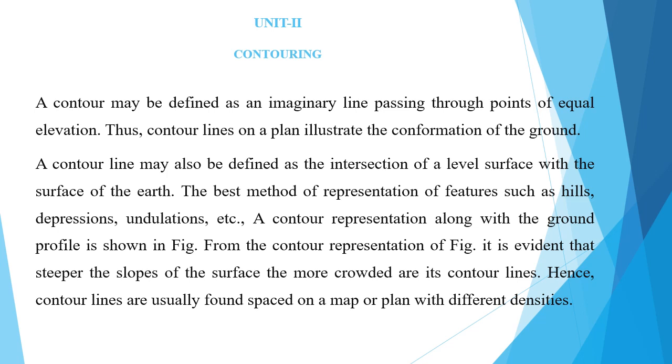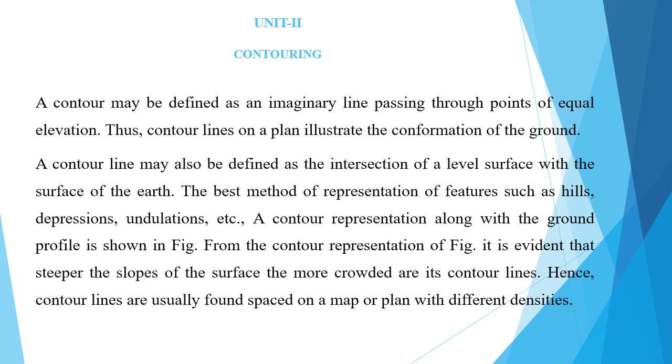A contour may be defined as an imaginary line passing through points of equal elevation. Thus, a contour line on a plan illustrates the conformation of the ground. A contour line may also be defined as the intersection of a level surface with the surface of the earth. It is the best method of representation of features such as hills, depressions, undulations, etc. A contour representation along with the ground profile is shown in the figure.